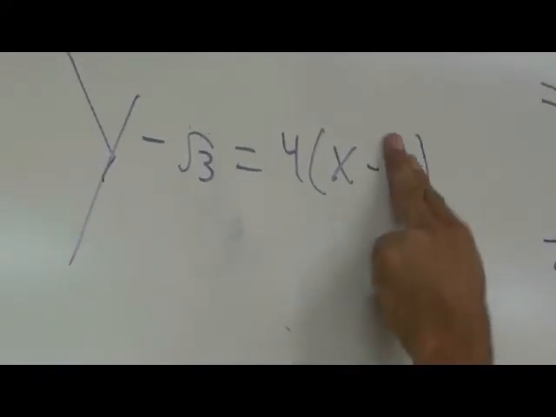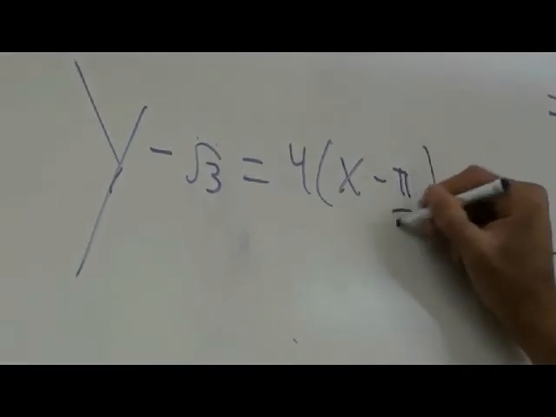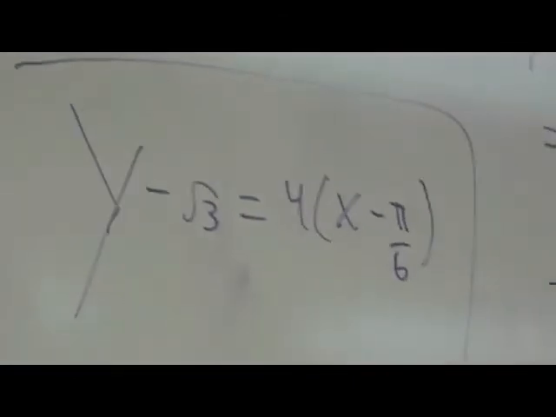So for our y coordinate, we put in √3. For our x coordinate, we put in pi over 6. And this is our answer. See, that wasn't as bad.